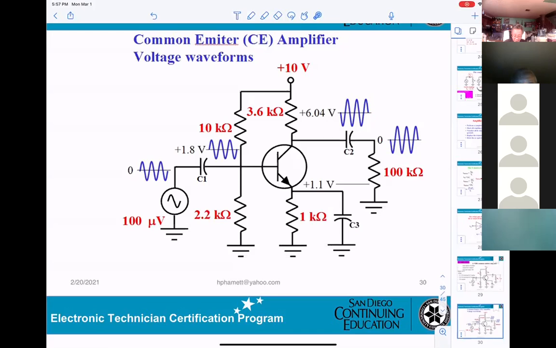Okay? However, when you're looking at the output here, you see it starts from 0 right here. That means it already blocked 6.04 volt with this C2. So only AC here. Okay? That means it goes to the speaker. And at the meter here, you see it does not show you any sine wave. The thing is, it is shorted to the right.